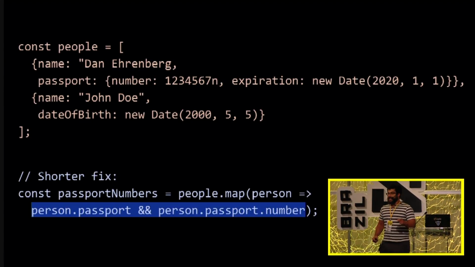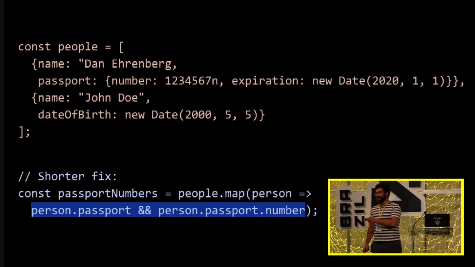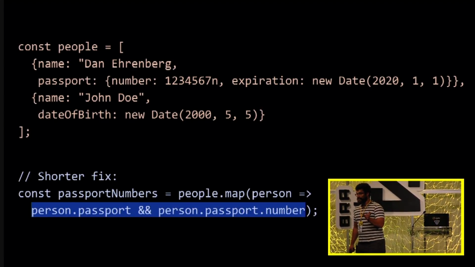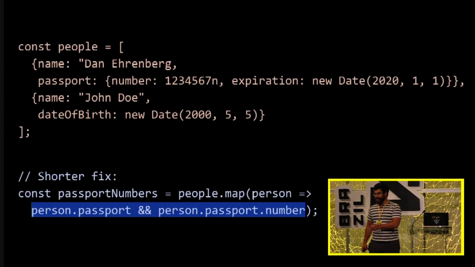You can use and. So you can say person.passport and person.passport.number. And what this will do is, if the thing on the left of the and is false, then it'll return the thing on the left. And otherwise, it'll return the thing on the right. So if person.passport is undefined, it'll return undefined. And if it's not undefined, then it'll read person.passport.number. It has this property called short-circuiting, in that it doesn't evaluate the right unless the left is true.